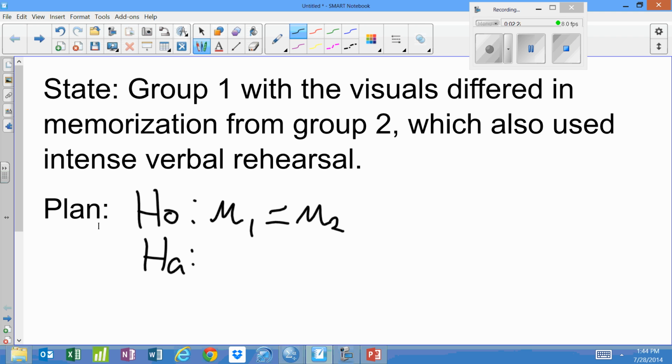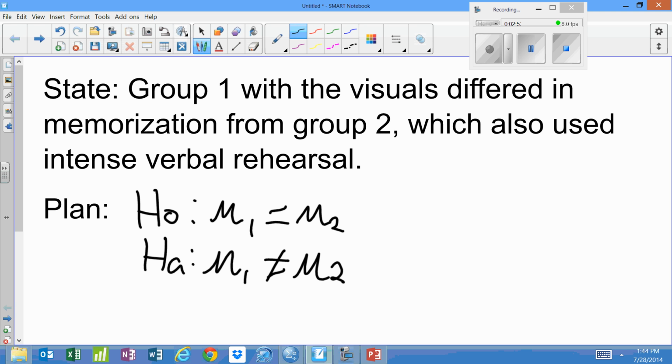Our alternative hypothesis is that there's a difference, that my mean of group 1 does not equal my mean of group 2, meaning that I would expect a difference to be found. Maybe the verbal rehearsal helped them memorize better, so maybe we're looking to see if group 2 is bigger. But we're not going to specify which direction we're going. We're just going to run a difference test just to see if there actually is a difference between the two.